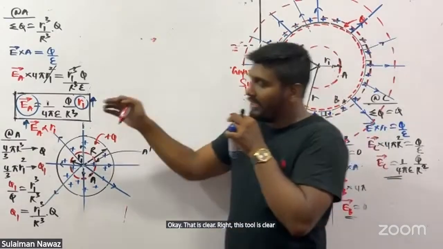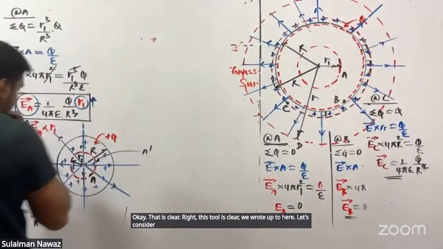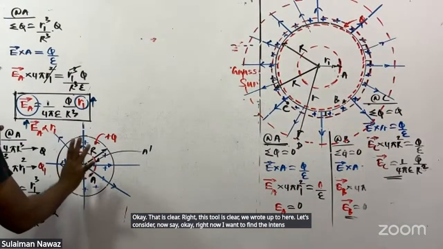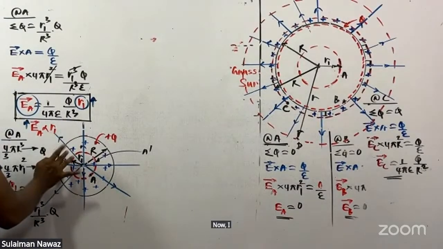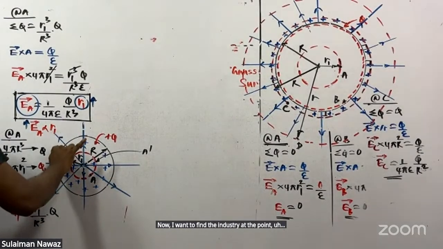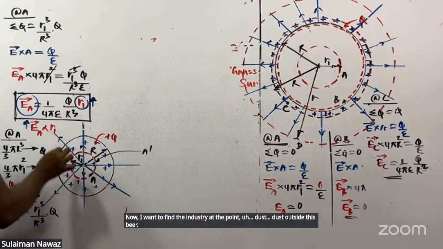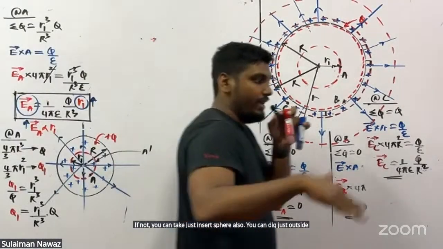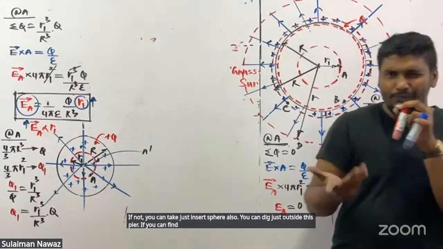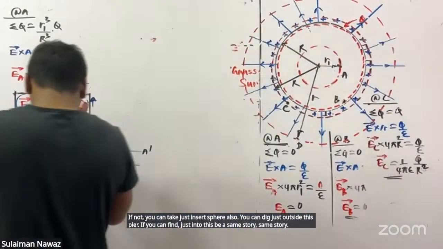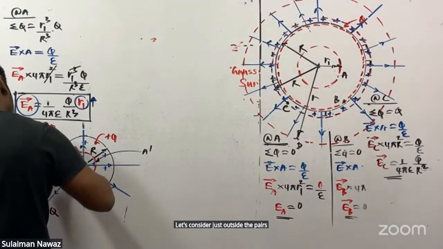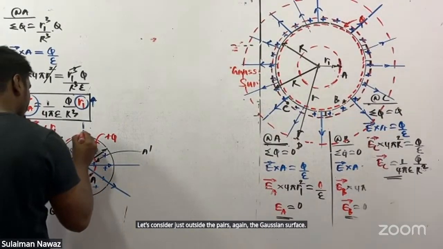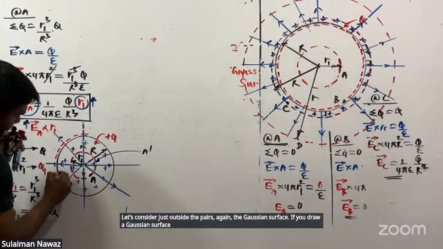We wrote up to here. Let's consider now that I want to find the intensity at a point just outside the sphere. If not, you can take just inside the sphere also, same story. Let's consider just outside the sphere. Again, draw a Gaussian surface just outside the sphere.